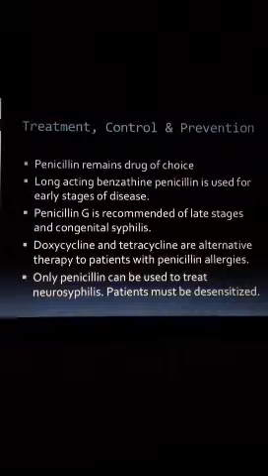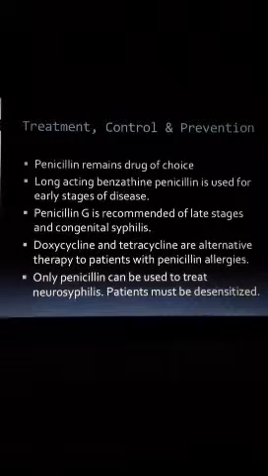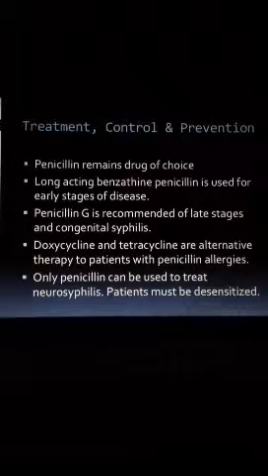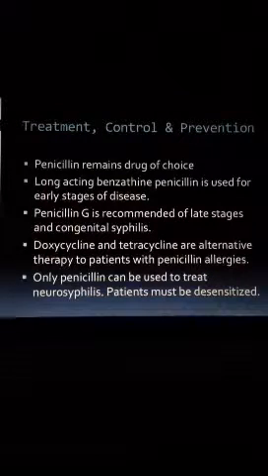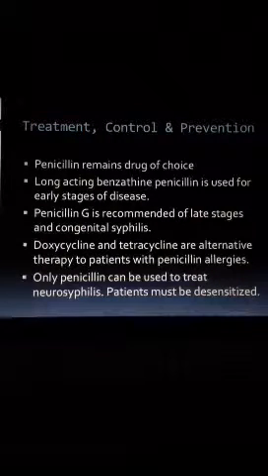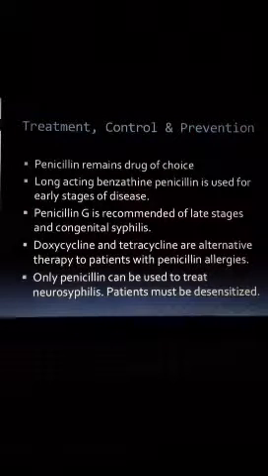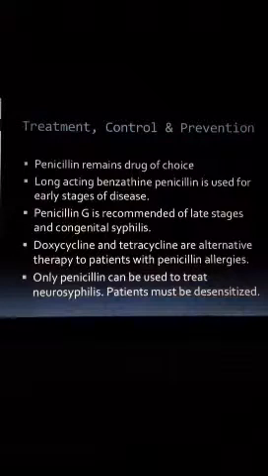Treatment, control, and prevention. How can we treat, how can we control, how can we prevent Treponema pallidum so that we can be free from syphilis? Currently, penicillin remains the drug of choice against Treponema pallidum. Long-acting benzathine penicillin is used for early stages of the disease. Penicillin G is recommended for late stages of the disease as well as for congenital syphilis.